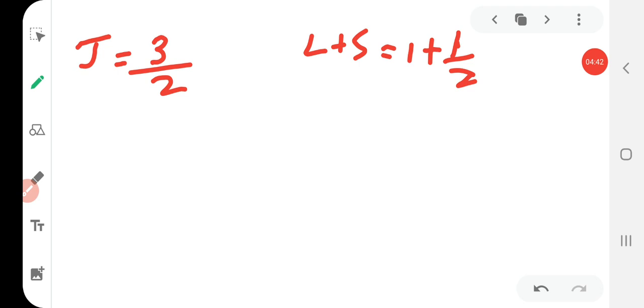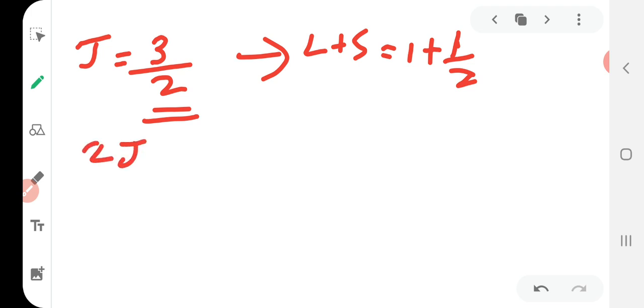That is, consider if total angular momentum quantum number J is equal to 3 by 2, which can come from this configuration L plus S. That is, L is equal to 1, it is a p electron, and S is equal to half means it has only 1 electron. So in presence of magnetic field, how will this J orient? In 2J plus 1 values.